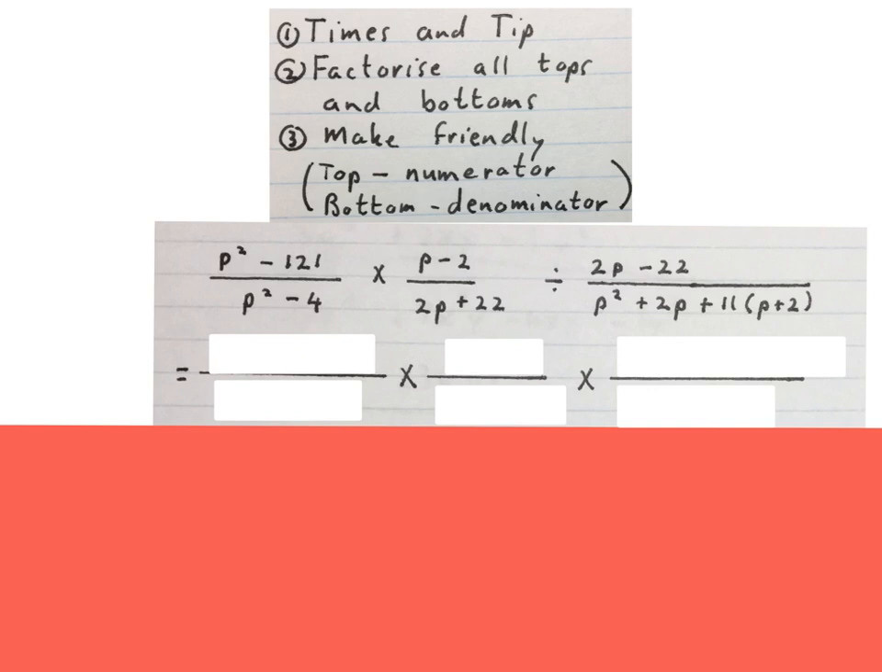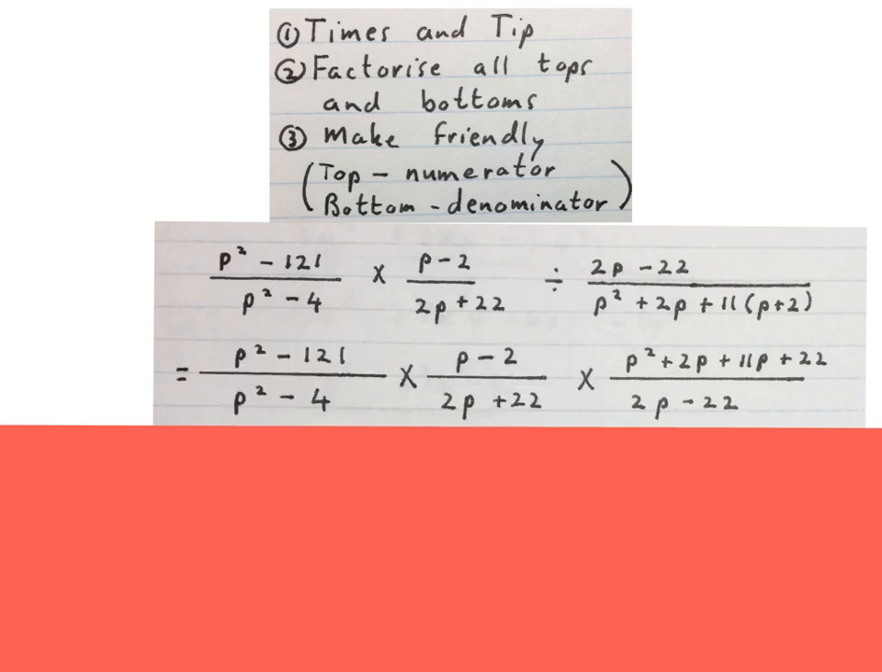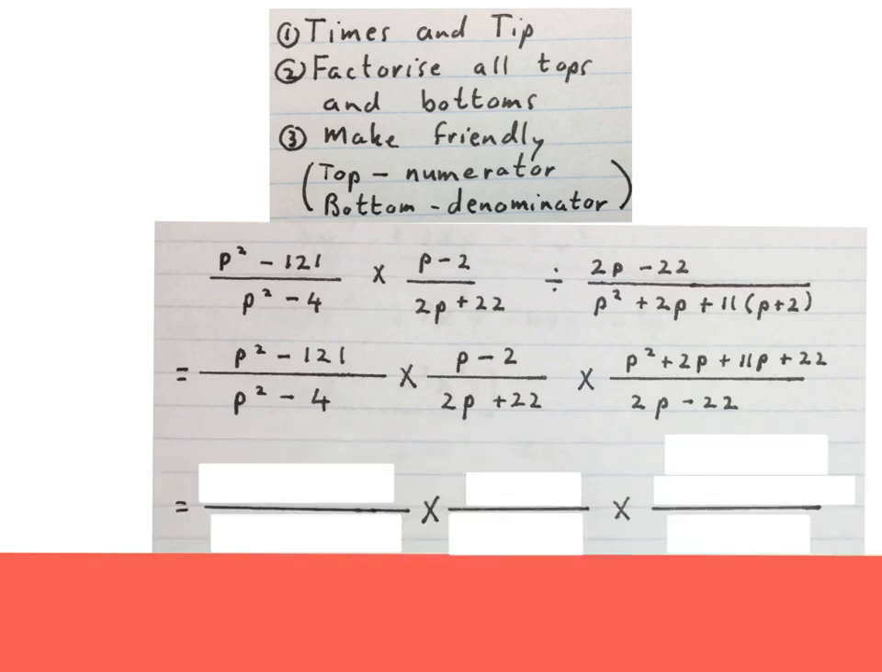The first thing we did, we took this divide, we made it into a times, and we flipped this over. We took this bottom up, and we almost times that 11 in there. Then we brought the 2p minus 22 down, so we timesed and tipped. For now, I kept all the other 4 places the same way they were. Now we factorize all the tops and bottoms, and we make them friendly. Keep these 6 places away from each other now and handle them separately.